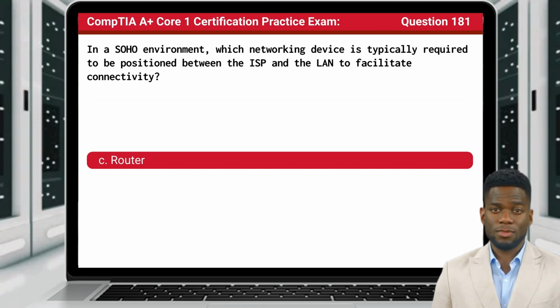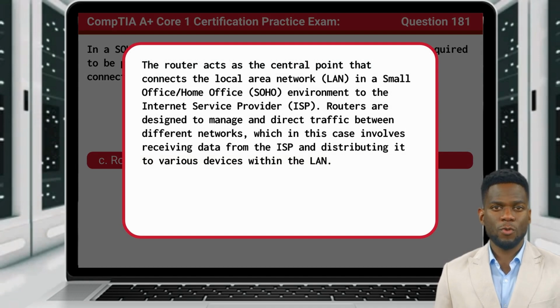The answer is C. Router. The router acts as the central point that connects the local area network in a small home office environment to the internet service provider. Routers are designed to manage and direct traffic between different networks, which in this case involves receiving data from the ISP and distributing it to various devices within the LAN.